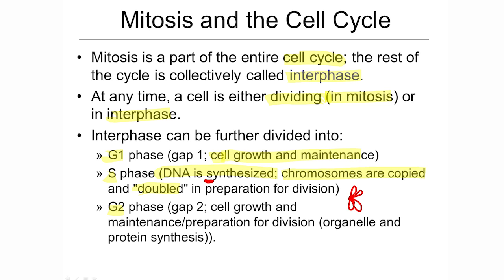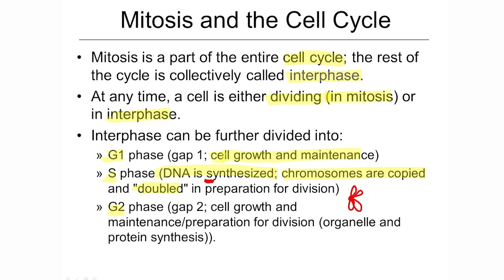So during G2 or Gap 2, again, the cell is doing its thing. It's growth and maintenance just like G1. There are also some specific things that occur for the cell to get ready to divide. Organelles divide, special proteins needed for the actual division process get made, etc.